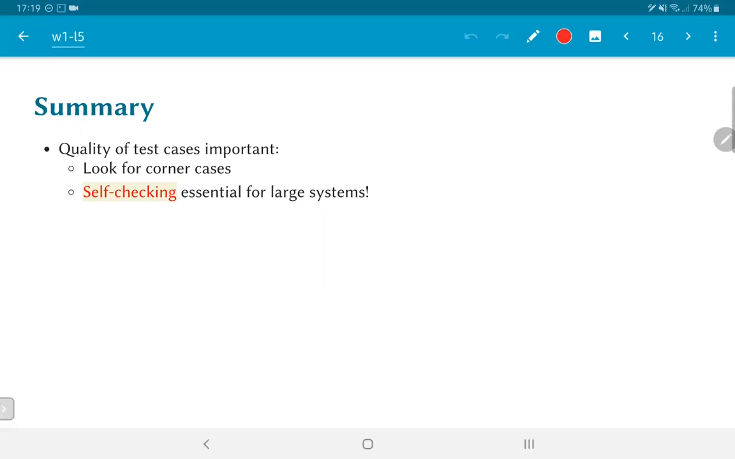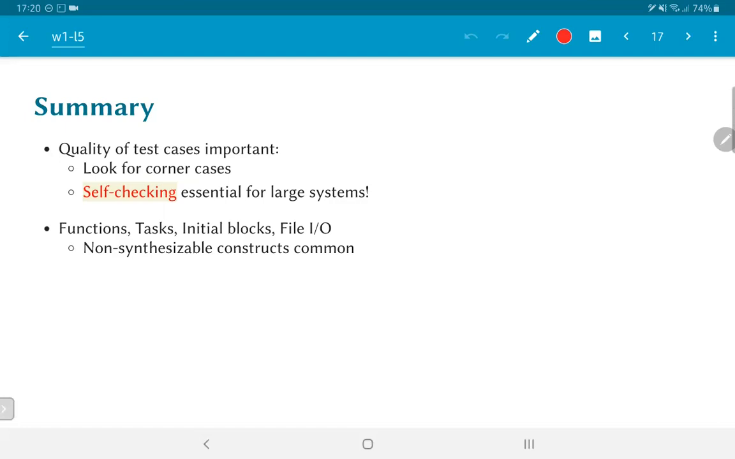It is absolutely essential to get self-checking test benches for large systems. Maybe for small systems, it might be enough to actually just print out the values and verify them by hand and see whether they match correctly. But for any non-trivial large system, you need to have self-checking test benches so that you can be sure that any changes you make to the code do not break the behavior of the overall system. Functions, tasks, initial blocks, file input, output, all of these kinds of non-synthesizable constructs are very common in test benches and very useful. So it's definitely something that can be used quite extensively in the context of test benches.